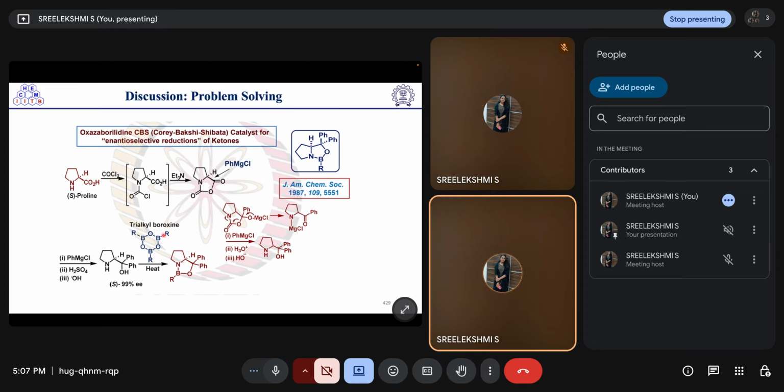Then if we treat it with trialkyl boroxine, it will form a complex like this. So here, what is happening? Firstly, this phenyl magnesium chloride will attack over this carbon, and it will form this intermediate. Then when this bond shifts over here, and this will go, the CO2 will be eliminated to form this intermediate, which upon hydrolysis can give this one. So this is that particular catalyst, the oxazaborolidine CBS Corey-Bakshi-Shibata catalyst. This is how this catalyst can be prepared from S-proline.